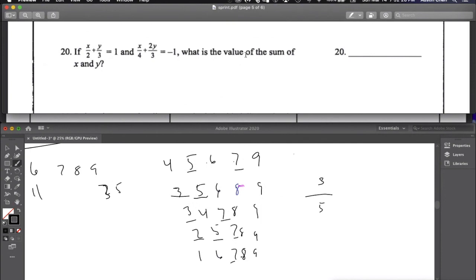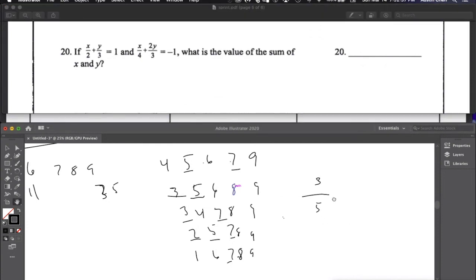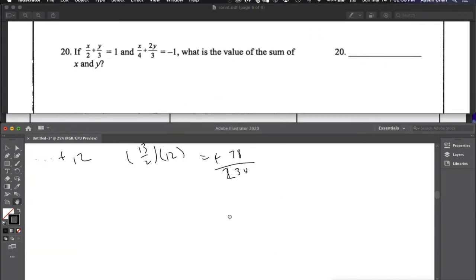Okay, number 20. If x halves plus y thirds equals 1 and x fourths plus 2y thirds equals -1, what is the value of the sum of x and y? So this is just a system of equations that you can solve. This is pretty straightforward.